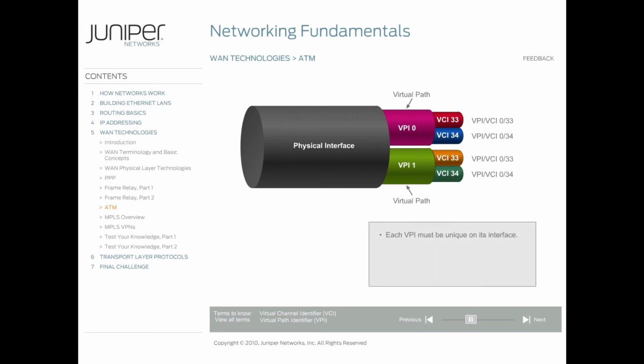Notice that each virtual path identifier must be unique on its interface, and each virtual channel identifier must be unique on its virtual path. But the same virtual channel identifiers can be used on different virtual paths. In this sense, VPIs and VCIs are like telephone numbers, where VPIs are like the country codes and VCIs are like the rest of the phone number. Within each country code, every phone number is unique. But the same phone number can be used in different country codes. The same is true of VPIs and VCIs.